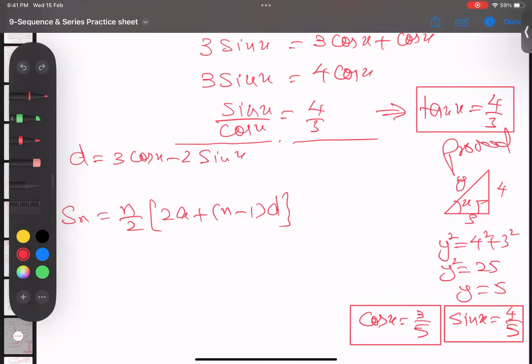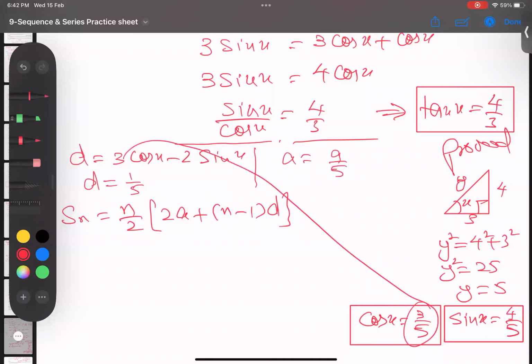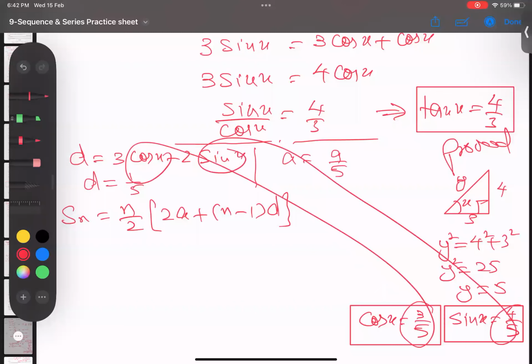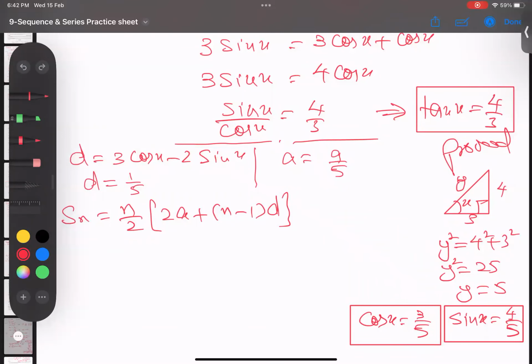I replace the cos value here and the sine value here, and I'm just typing in the calculator. So 3 times 3 over 5, and minus 2 times 4 over 5, and the answer is coming 1 over 5. Common difference is very clear. And the first term is very clear if I plug in this value here. So the first term is coming 9 over 5. I check again: 3 by 5 goes there, 3 times that is 9 over 5. And then I plug in this value here and this value here, and I got the common difference. Let me recheck: 9 over 5 minus 8 over 5 gives 1 by 5.